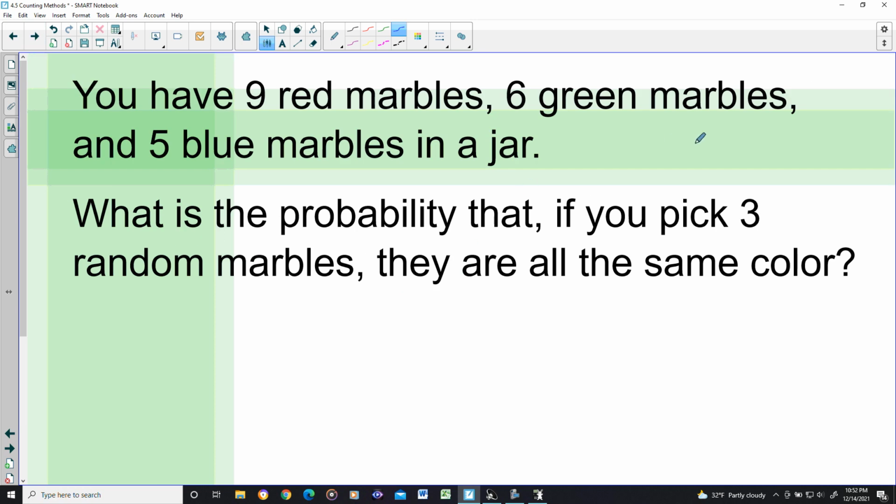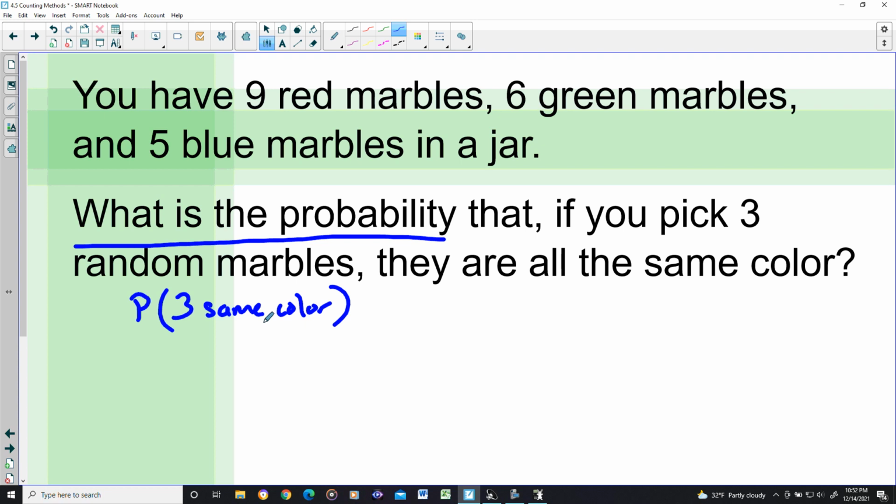You have 9 red marbles, 6 green marbles, and 5 blue marbles in a jar. What is the probability that if you pick 3 random marbles, they are all the same color? Ooh, okay. Uh-oh, and now here's the thing. Now, folks, I'm asking for probability. So basically I'm looking for the probability of 3 of the same color.